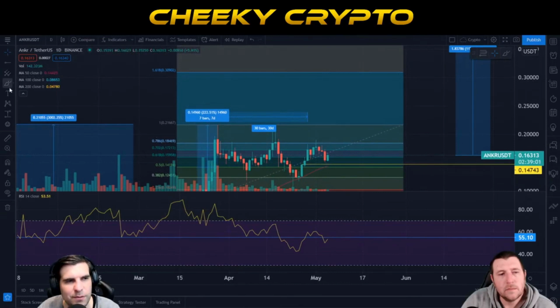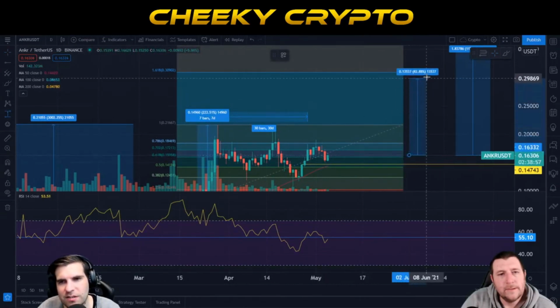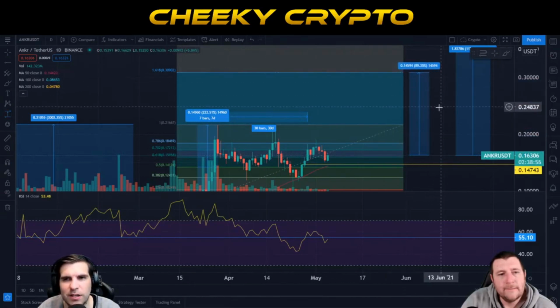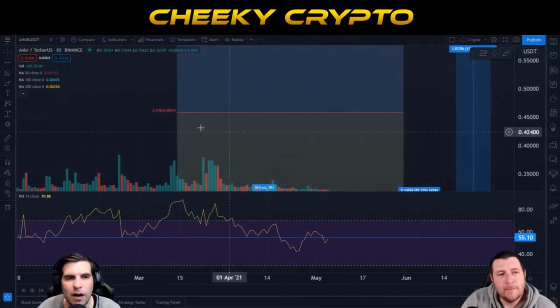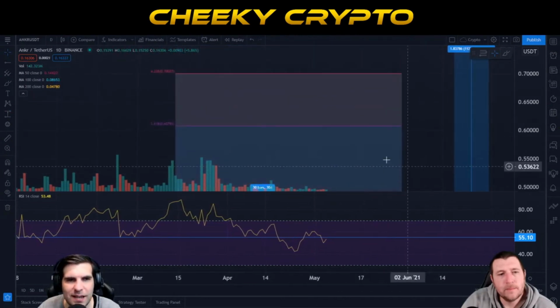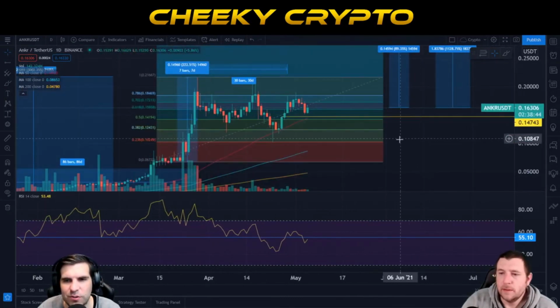I think that's a pretty comfortable area that we should be aiming for. And if the right conditions are met, that should be something that we should be looking to achieve during the month of May. I mean, that's an 89% move. After that, we're talking about a 45.8 cent area, a 60 cent area, and a 70 cent area. So lots of potential here with ANKR.